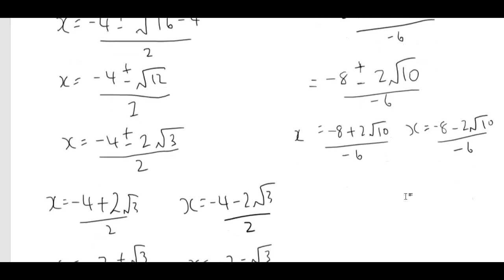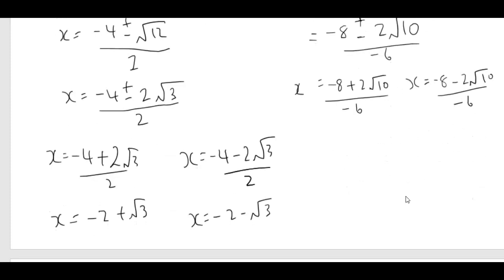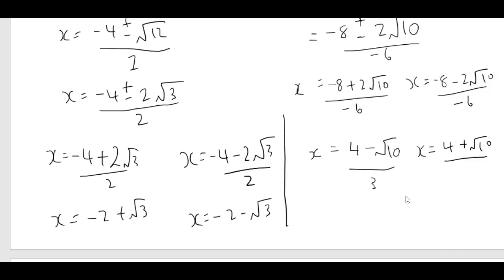Now this is where it can get tricky. I don't like having the negative here in the denominator. So let's divide everything through by the common factor of -2. So -8 divided by -2 is 4. -2 divided by -2 is -1, so it's going to be -√10. And -6 divided by -2 is 3. And then similar here. So we've got 4, then we've got plus √10 over 3.